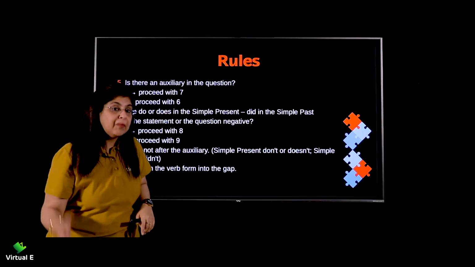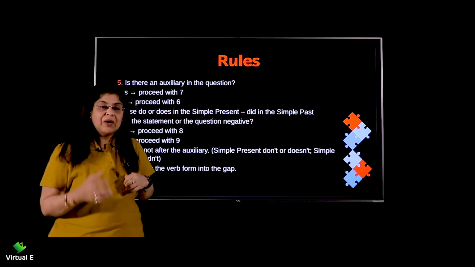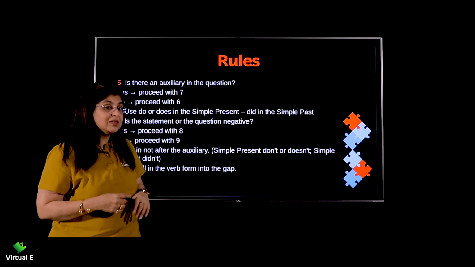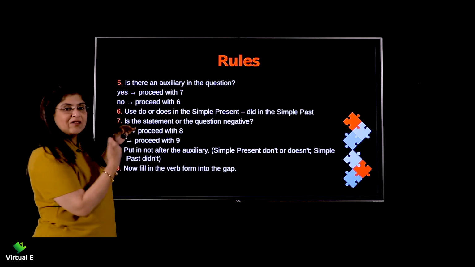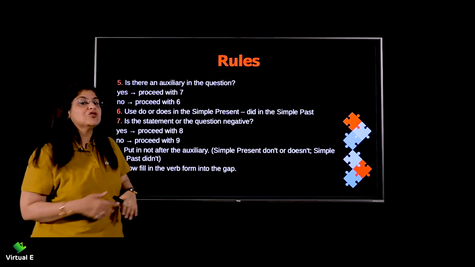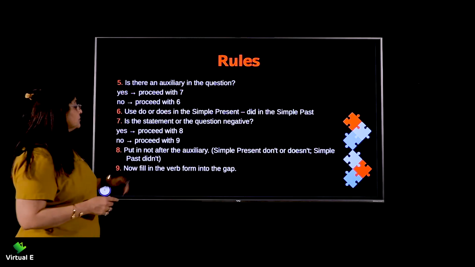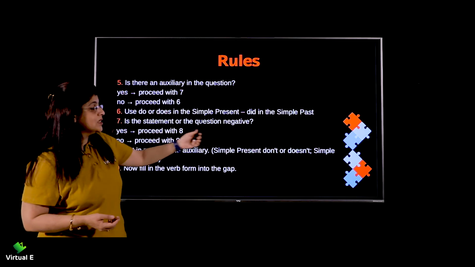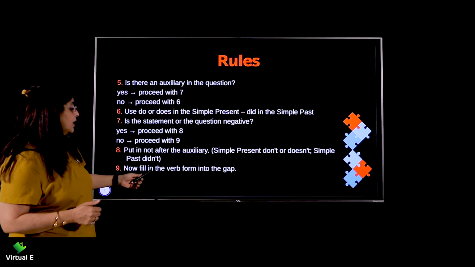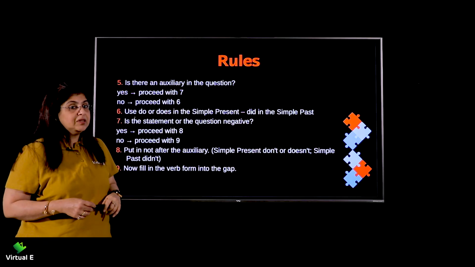See, right now you might be finding this a little confusing, but eventually when you start practicing, it'll be very, very clear. This is just for you to get the concept. Once the concept is clear, you can just move on. And once you practice, obviously you don't need to look at this because it's already there, right? So we got this. Is the statement or the question negative? If yes, then you will add the not after the auxiliary. If not, you will just fill in the verb form into the gap. Are we clear with this?